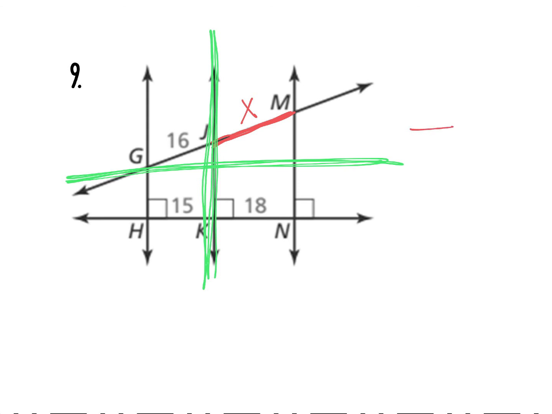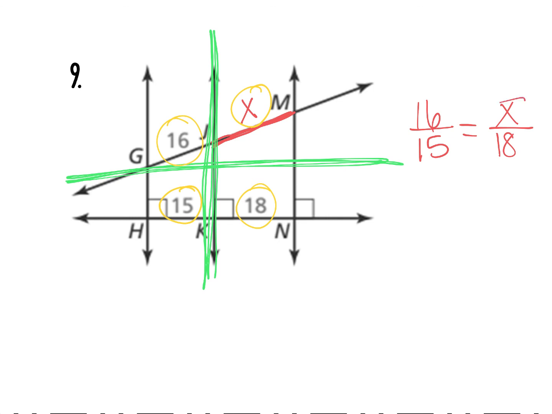And then we can go ahead and set up our proportion. So on the top left of the T, we have 16. On the bottom left of the T, we have 15. On the top right, we have X. And then on the bottom right, we have 18.